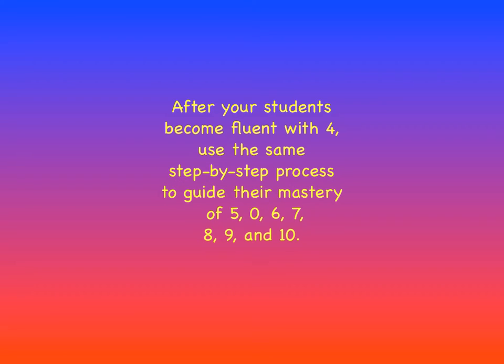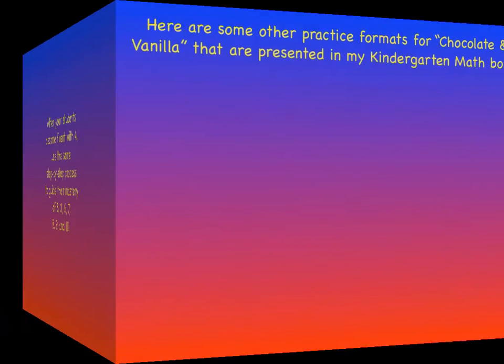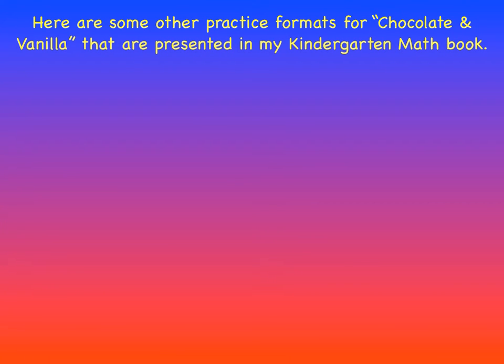After your students become fluent with 4, use the same step-by-step process to guide their mastery of 5, then 0, that's an important one, 6, 7, 8, 9, and 10. Here are some other practice formats for chocolate and vanilla that are presented in my kindergarten math book.